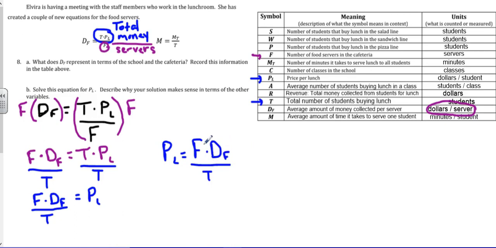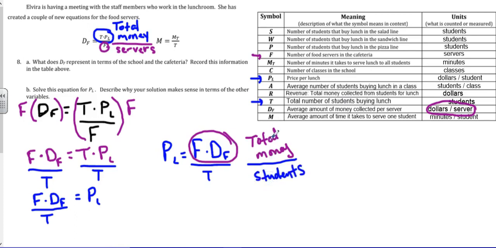Let's look at these other variables again. F was the number of food servers in the cafeteria, and D sub F was the average amount of money collected per server. So now my numerator is telling me, if you take the number of food servers and multiply by the average amount each one of them is collecting, then here you have the total amount of money collected. And then if you take that product and you divide by T, which is the total number of students, you have P sub L. You have the amount of money, so the dollars per student.